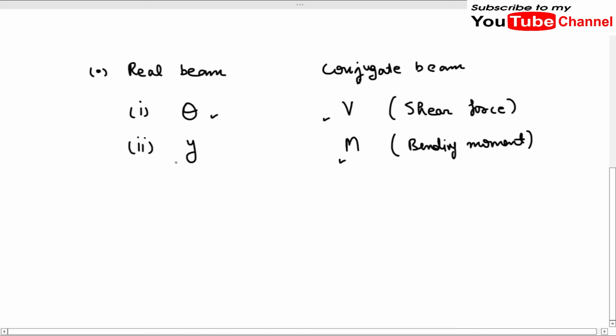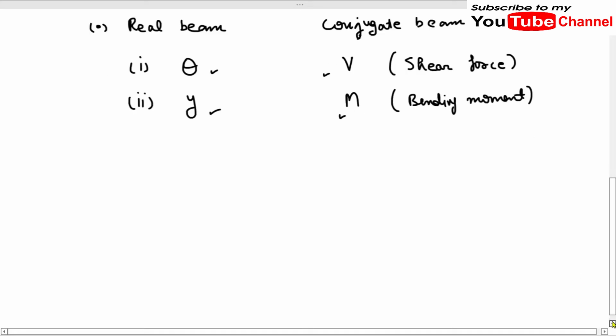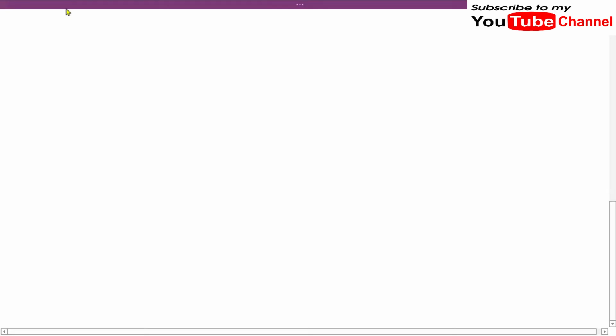If in a problem it is given that you have to find the slope and deflection at a point A, you will convert the real beam into a conjugate beam, and in the conjugate beam you will find the shear force and bending moment at that point A. The shear force will be equal to the slope in the real beam, and the bending moment in the conjugate beam will be equal to the deflection in the real beam. This is how we are going to solve numerical problems using the conjugate beam method. Now let us discuss how to convert the support condition. Let me write it here.